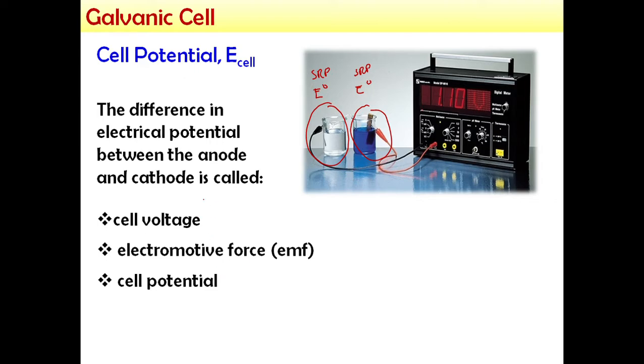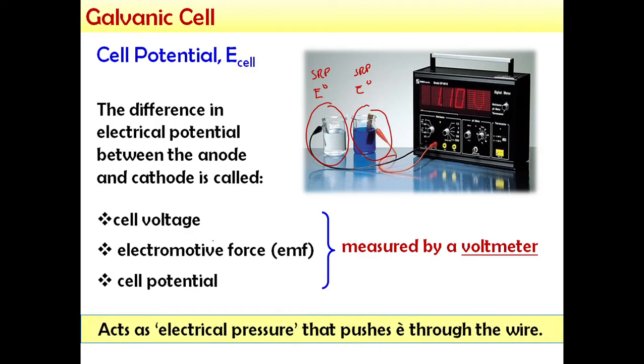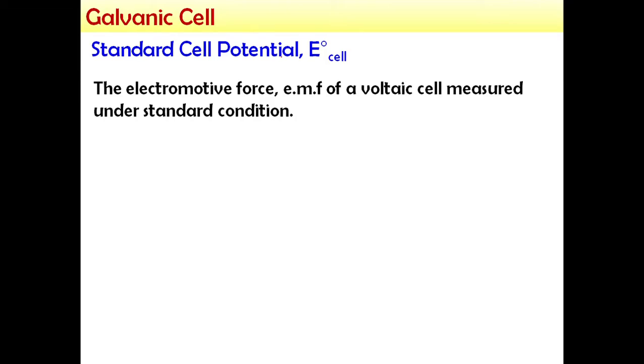So, the value for cell potential, cell voltage, EMF is measured by using a voltmeter. So, kita boleh anggap cell potential sebagai electrical pressure that push electron through the wire. Okay. Kalau standard cell potential bermaksud the cell voltage atau cell potential atau electromotive force EMF measured under standard condition, iaitu 25 degree Celsius, 1 M dan 1 ATM. Jadi, this is the symbol for standard cell potential.